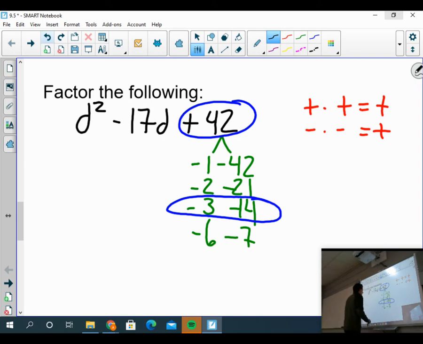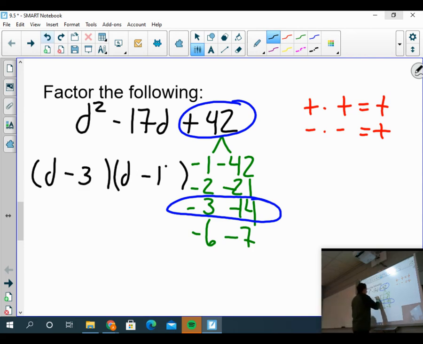So how am I going to write this out now that I've identified my factors, two factors that multiply to give me C and add to give me B? Well, I need the letter D to start with as my first term in each binomial. That way I get the D squared. And then I'm just going to write them in, but I'm not going to write plus symbols because they are negative. D minus 3 and D minus 14.